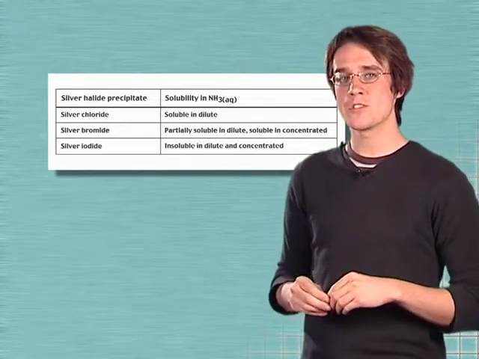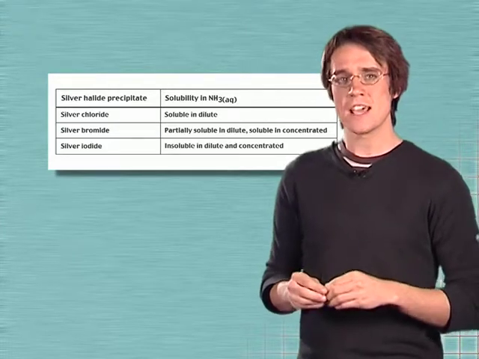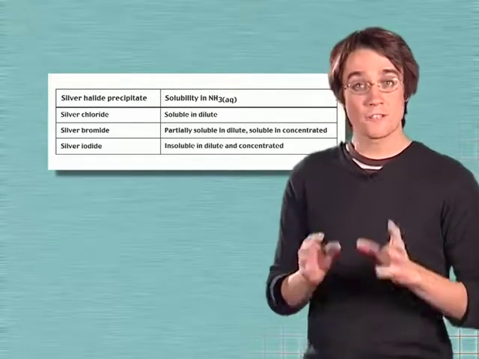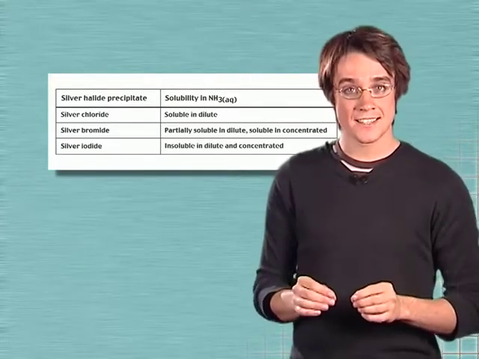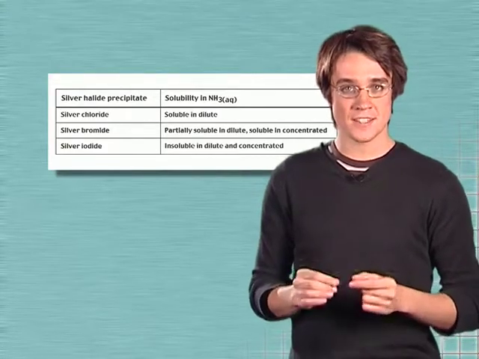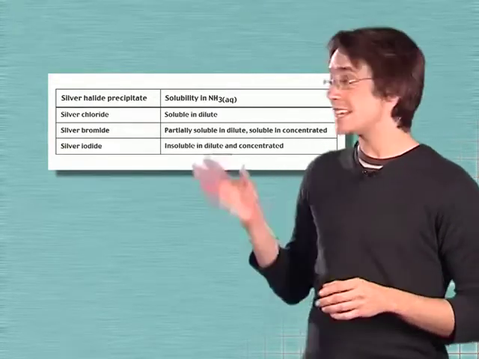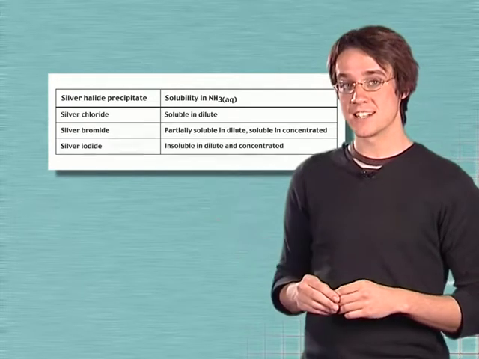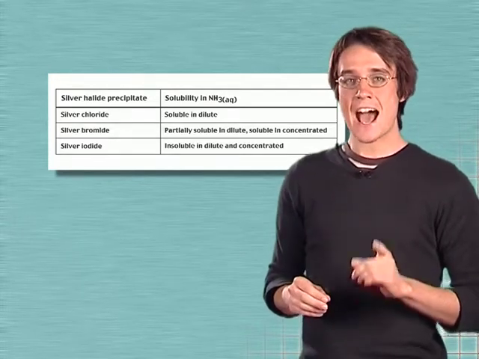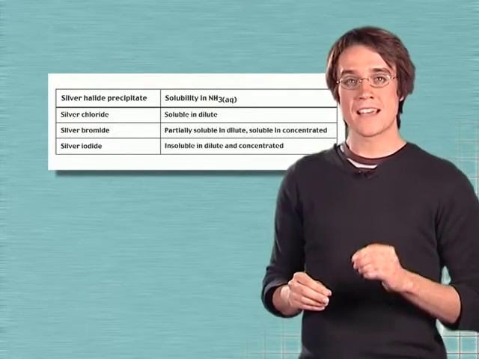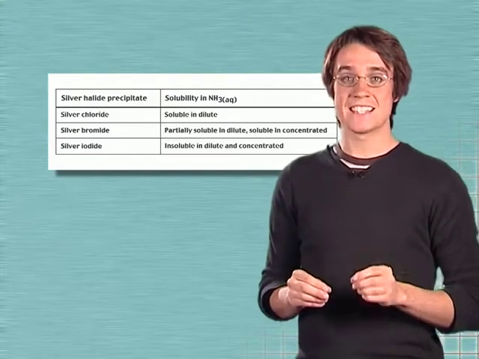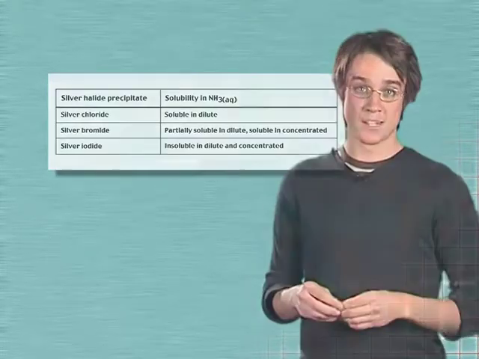How would you test to show the presence of the iodide ion in aqueous solution? First, add dilute nitric acid, followed by silver nitrate solution. You should get a yellow precipitate of silver iodide. Next, add concentrated ammonia, and the precipitate stays as it is insoluble in concentrated ammonia.